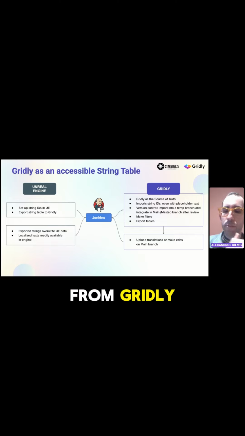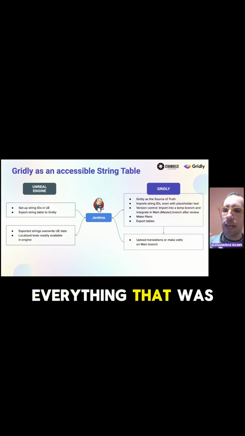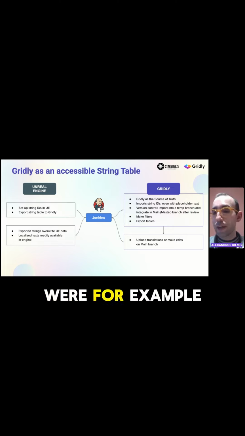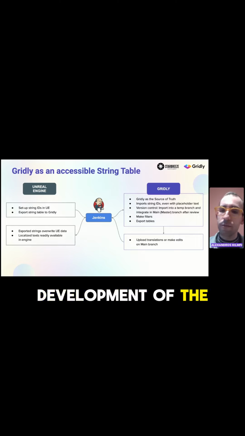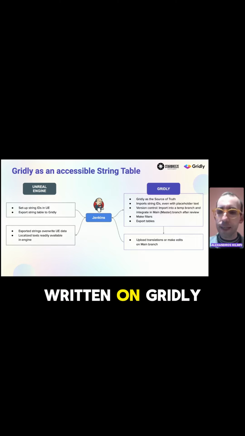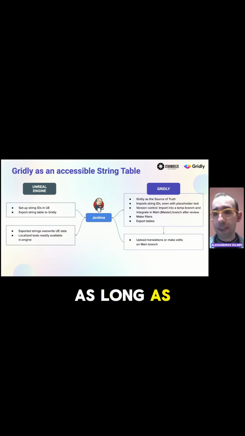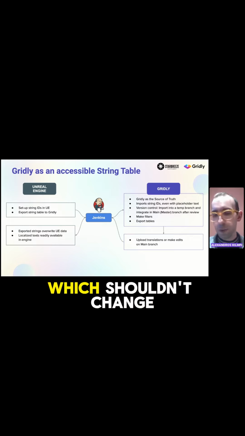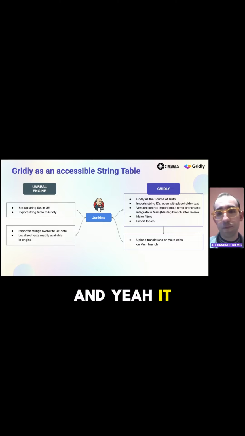And then once we have everything on Gridly, we go back to Jenkins, we do an export of strings from Gridly back into the engine, and Gridly overrides everything that was in the engine. So if there were, for example, as I said before, placeholders written during the development of a feature, if the proper text has been written on Gridly, Gridly will overwrite the placeholder that is in the engine, as long as the string ID is correct, which shouldn't change. Why would anyone change the string ID? And yeah, that way, localized data also passes from Gridly onto Unreal Engine.